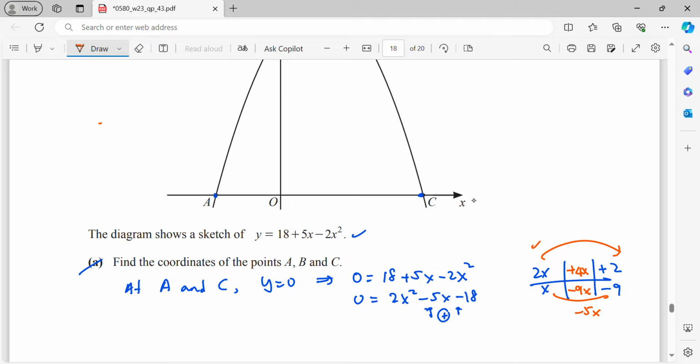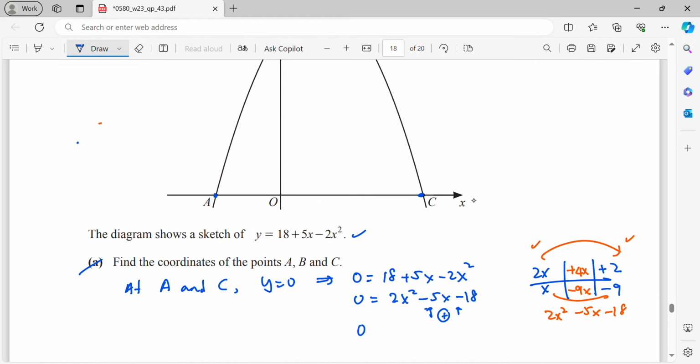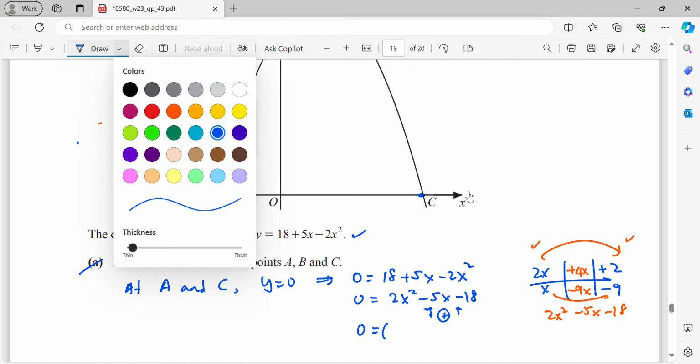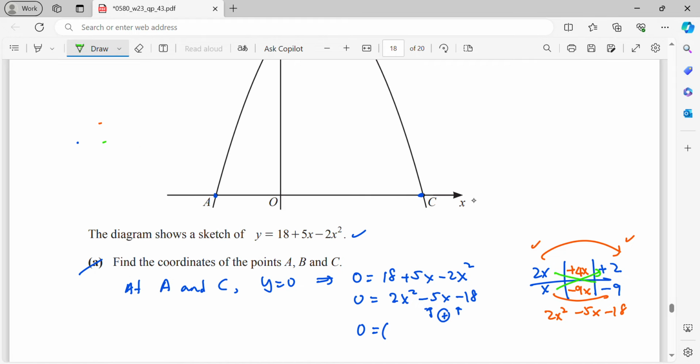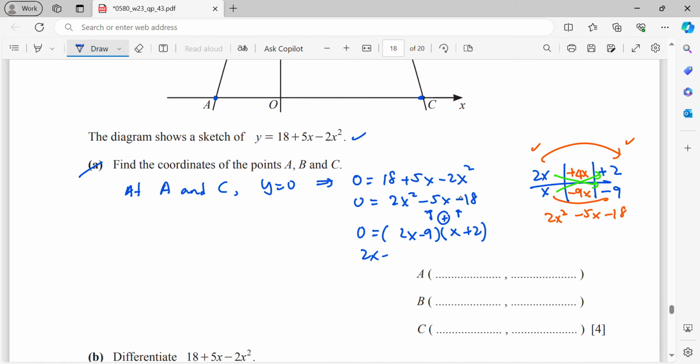And then the first and third, you just multiply. So 2x times x is 2x squared. And the third one is plus 2 times minus 9, which is minus 18. So from here, I will be getting two factors. What are the two factors? Just use cross multiplication: 2x minus 9 together with x plus 2. Therefore, 2x minus 9 equals 0, or x plus 2 equals 0. That means x will be minus 2 and the other x will be 9 over 2.